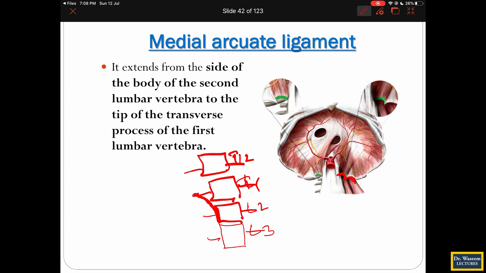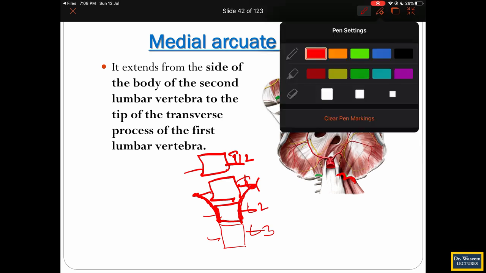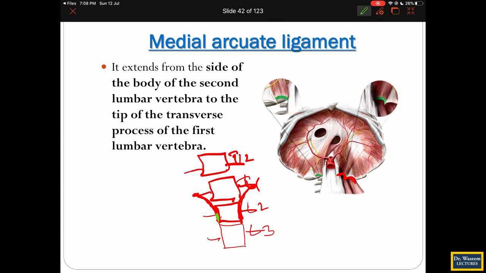This is the medial arcuate ligament, with the green I am showing you here. From the side of L2 up to the tip of the transverse process of L1. This is the medial arcuate ligament.